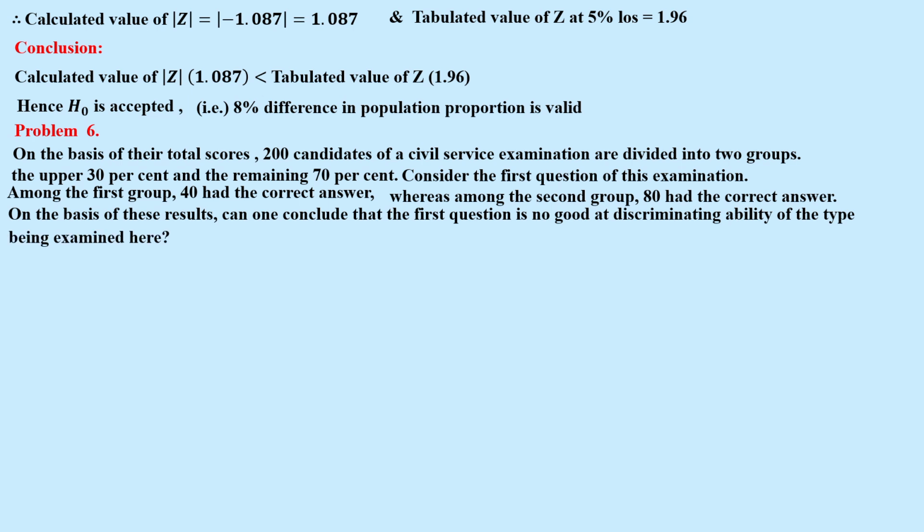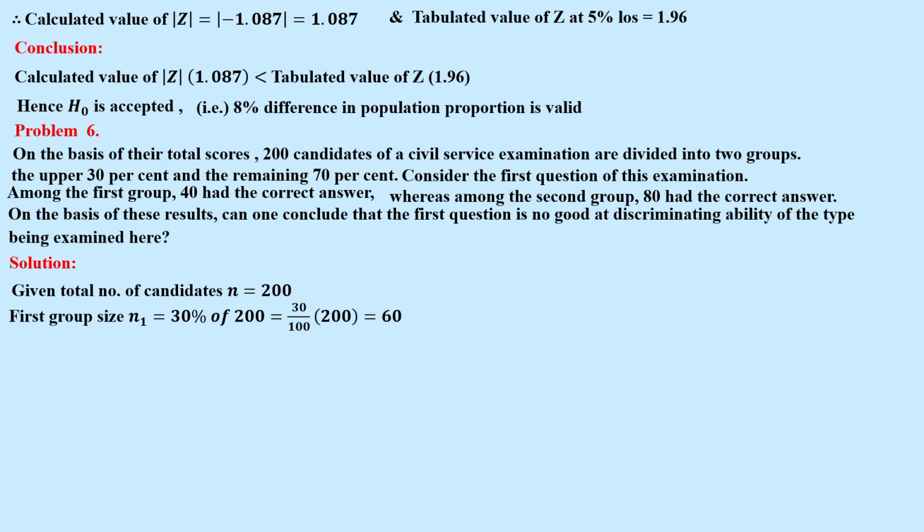So here they have taken 200 candidates. The first group is 30%, the second group 70%, right? They are taking the first question in the examination. In that first question, 40 had the correct answer, out of 30% of 200. The second group, 70% of 200, 80 had the correct answer. So they are asking whether this first question is judging the ability of the students. That is what we have to check.